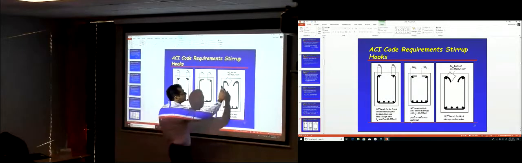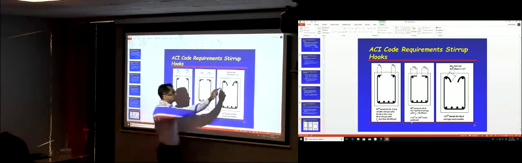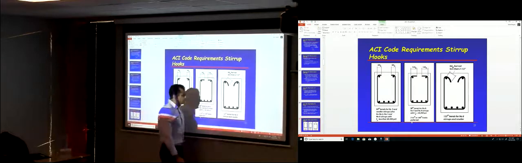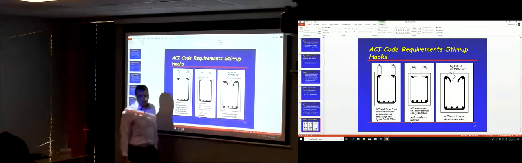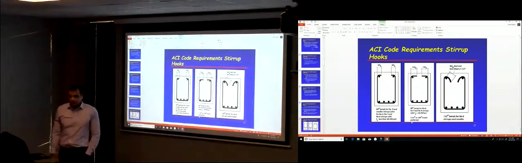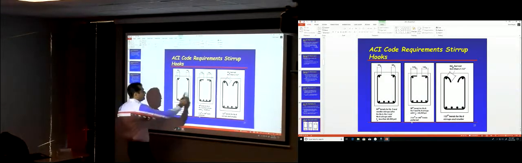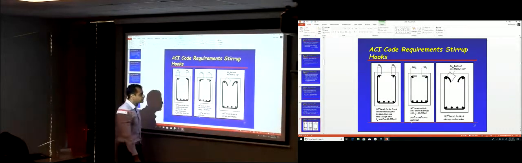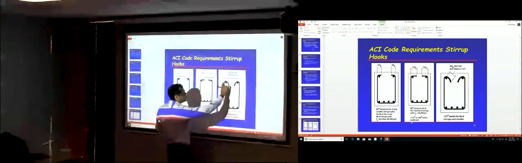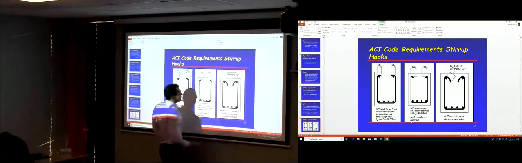Or, instead of a 90 degree hook, you can use a 135 degree hook or a 180 degree hook. It goes like this. In this case, this length is just 6 db, but not less than 2.5 inches. So that's the length of the hook required for those stirrups. You can either use a 90 degree hook or 135 degree or 180 degree. If you use a 135 or 180 degree hook, the length of the hook over here has to be 6 db and not less than 2.5.